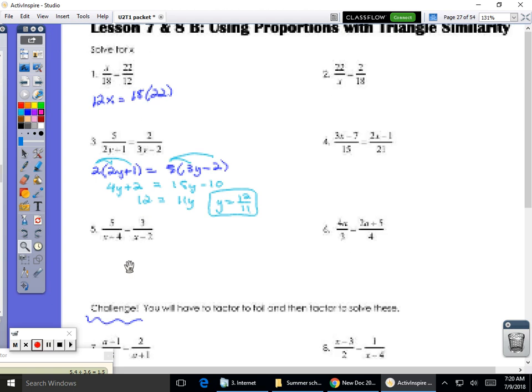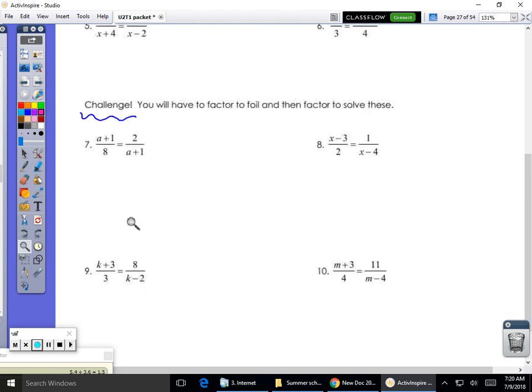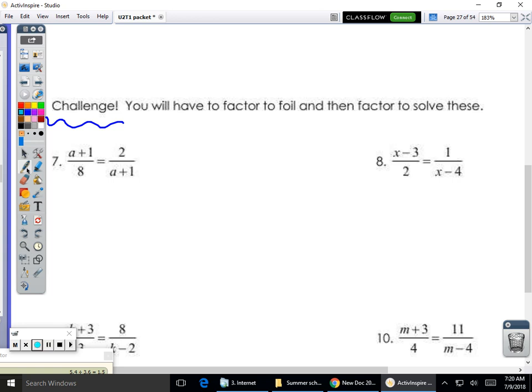Let's try one of the challenges together and refresh your memory on quadratics a little. Here, we're going to multiply 8 times 2 is 16. A plus 1 times a plus 1. I'll write it out. A plus 1 times a plus 1. I'm going to distribute a to both of these places. So I get a squared. A times 1 is just a. 1 times a is a. And 1 times 1 is 1. So we get a squared plus 2a plus 1 equals 16. Subtract 16 from both sides. And we get negative 15.